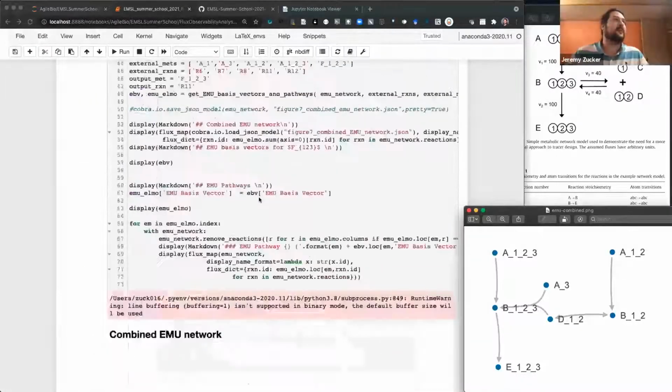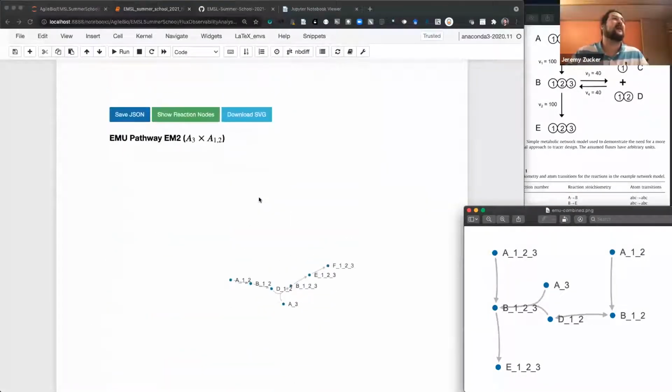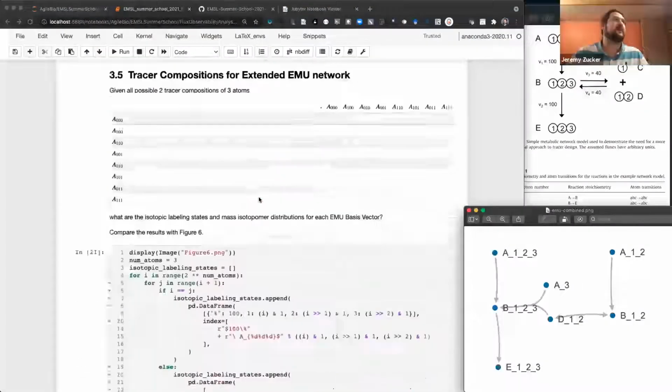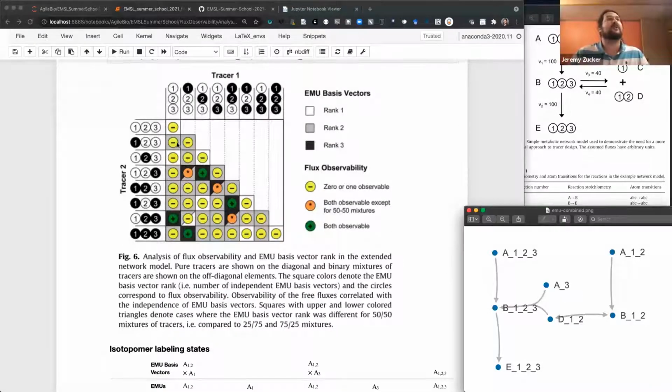But importantly, if I can get down there, these are all the EMU pathways now from the combined network, and these are the tracer compositions. What they're showing here is that if the EMU basis vectors overlap with each other, that means you've lost a rank. There are 3 EMU basis vectors in this slightly larger model. If one of them overlaps, you end up with rank 2. If both of them overlap, you end up with rank 1.